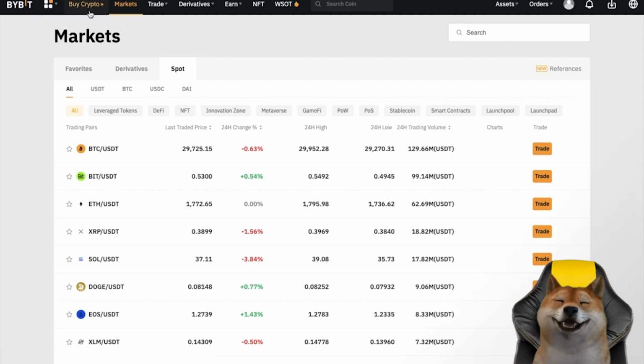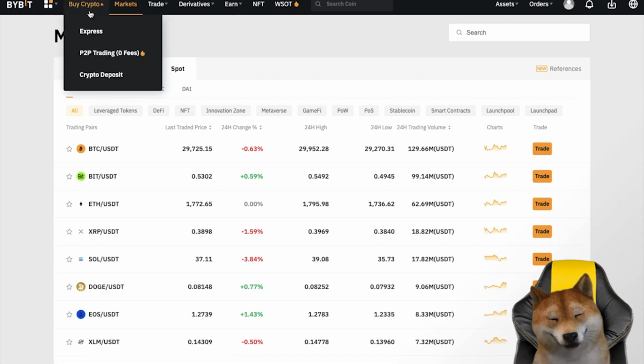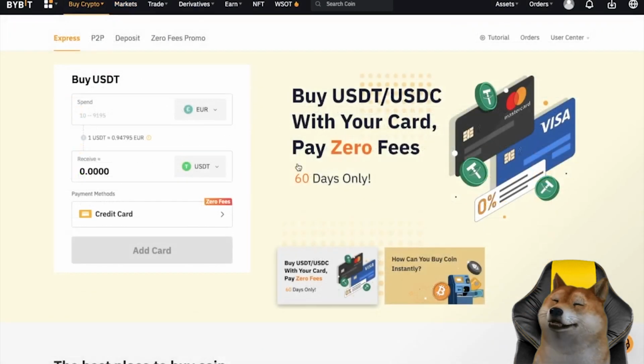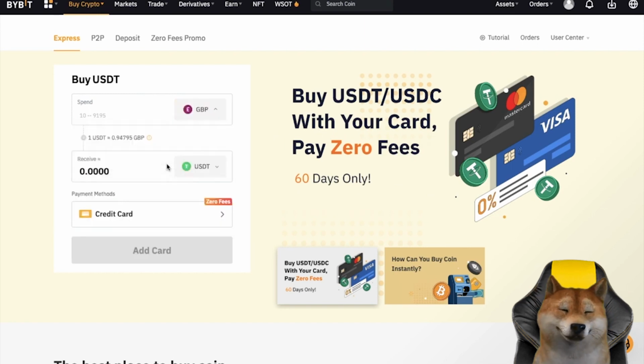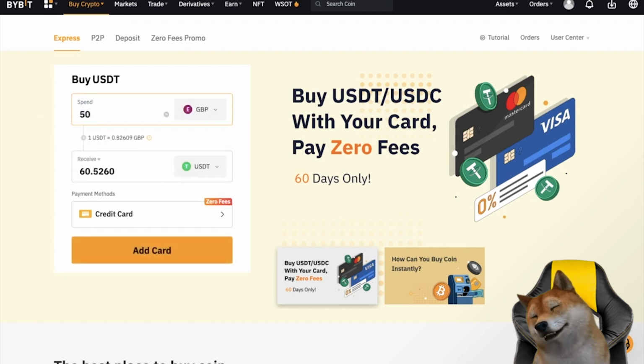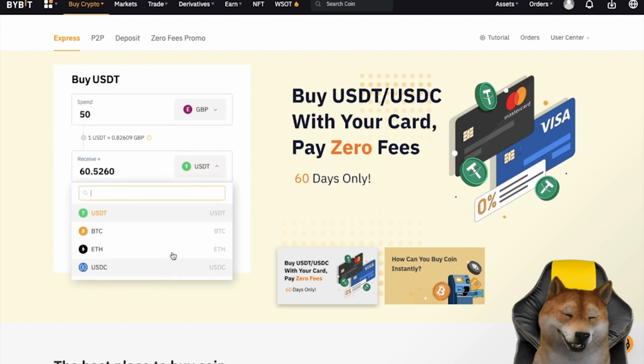as you can see, you can currently buy USDT or USDC with the likes of a credit or a debit card at 0 fees. To buy in this way, you simply enter in the amount that you want to spend in your chosen fiat currency, and it will then let you know how much you will receive in your chosen crypto, and you can select from USDT, BTC, ETH, and USDC.